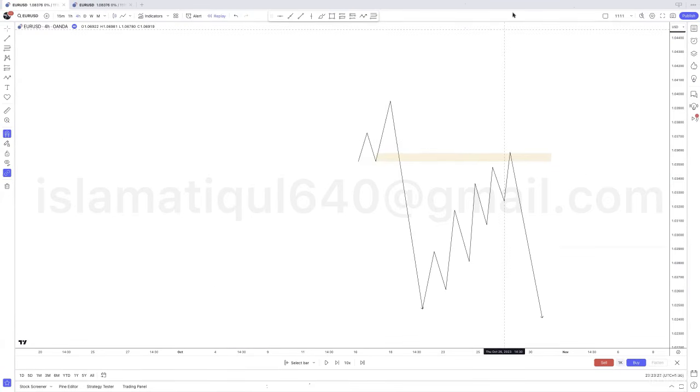But here you see this, right? We had a clean drop. So see, they will create liquidity and then take it out.